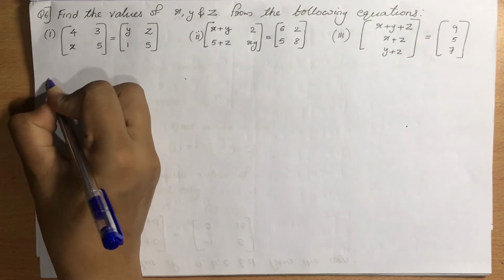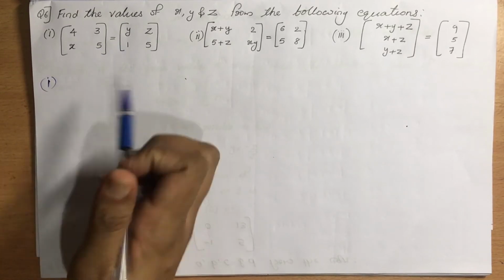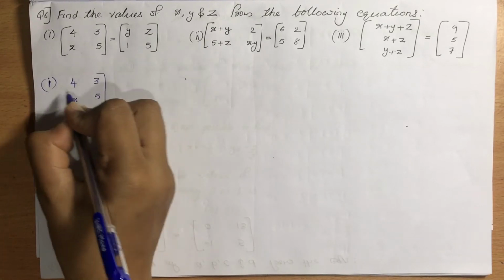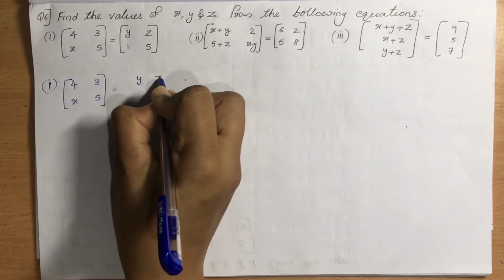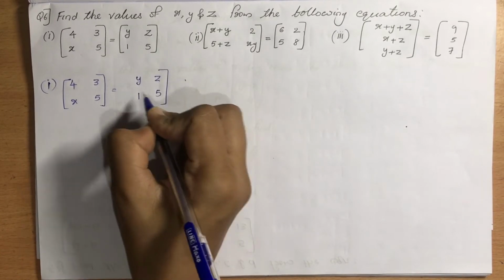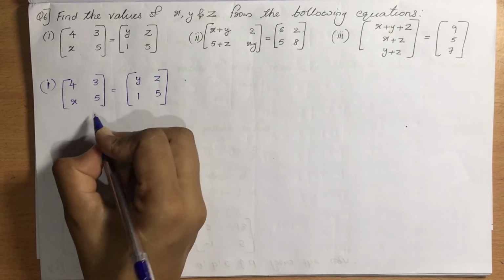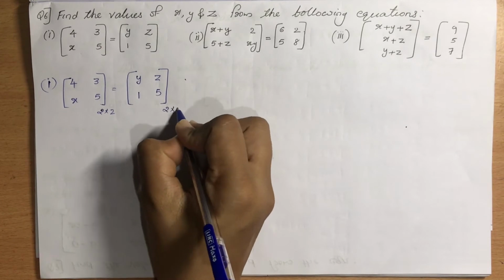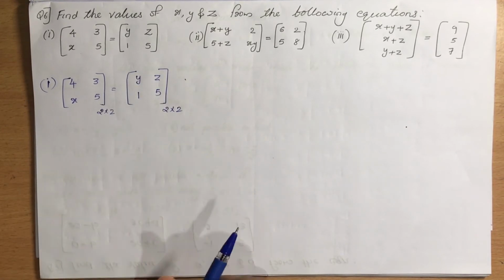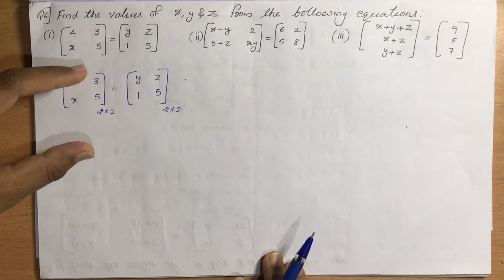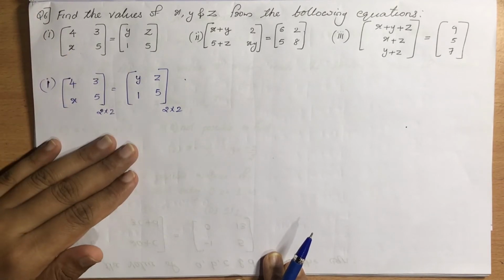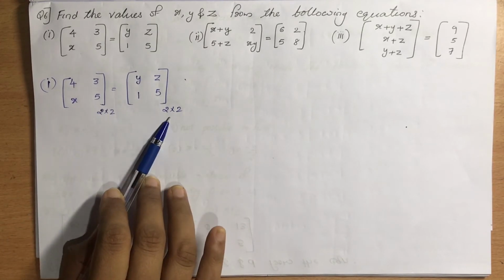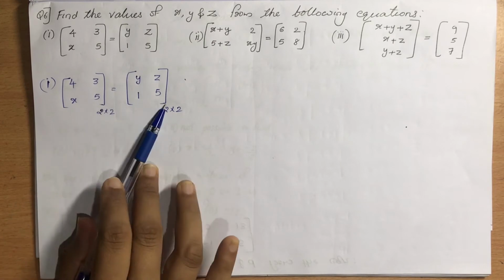First one. The matrix 4, 3, x, 5 equals the matrix y, z, 1, 5. What is the order of this matrix? 2 by 2, right? 2 rows, 2 columns. And this one is also 2 by 2. What we know is that if two matrices have the same order, the corresponding elements are equal.